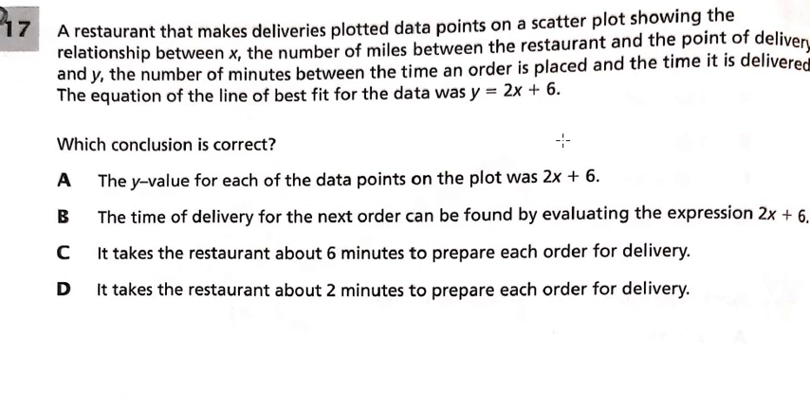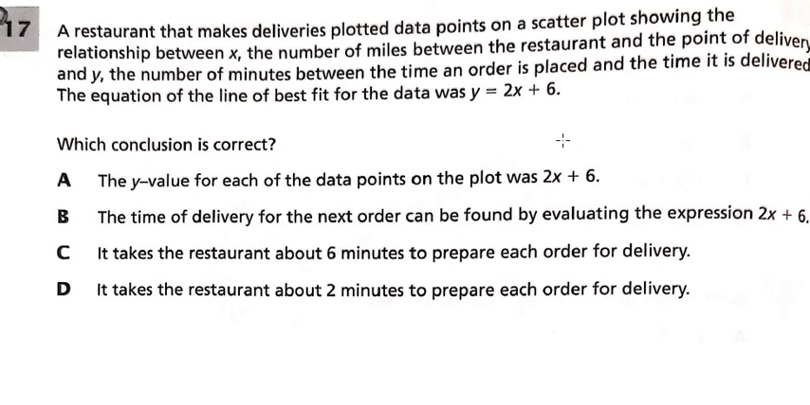All right, so here we go. So it says a restaurant makes deliveries, plotted data points on a scatter plot showing the relationship between the miles driven between the restaurant and the point of delivery. And then Y is the number of minutes between the time the order is placed and the time it is delivered. So let's go ahead and figure this out.